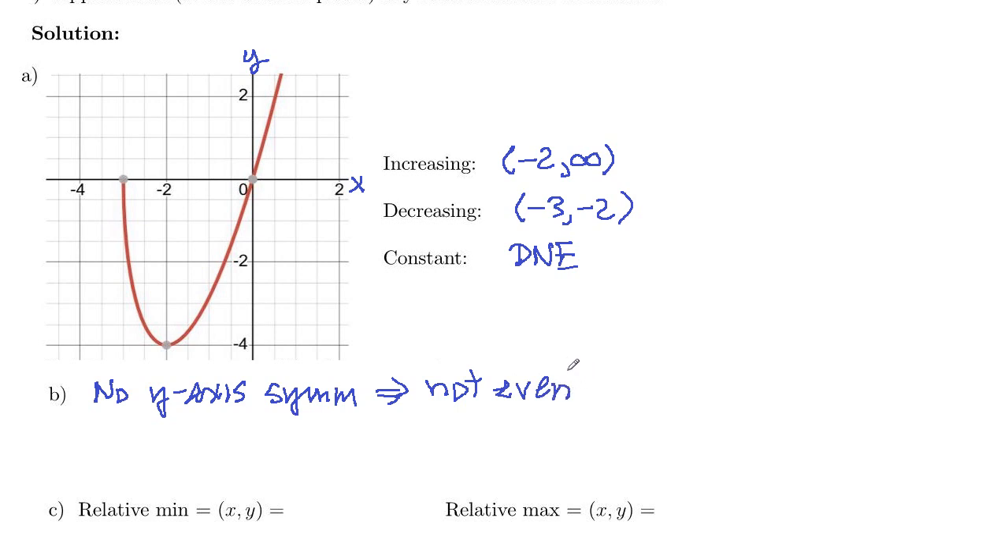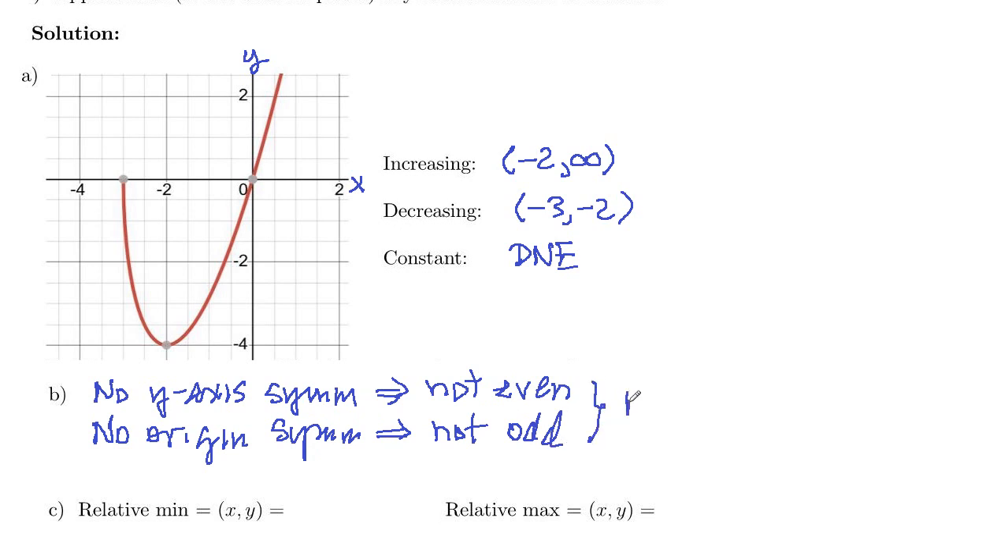And then odd functions have origin symmetry, and this does not have origin symmetry either. Otherwise, we would see something like this, and that would look like origin symmetry. But we don't have that, so no origin symmetry. So that tells us that it is not odd. So together, this one is neither.